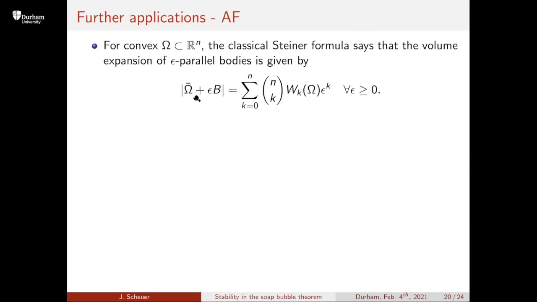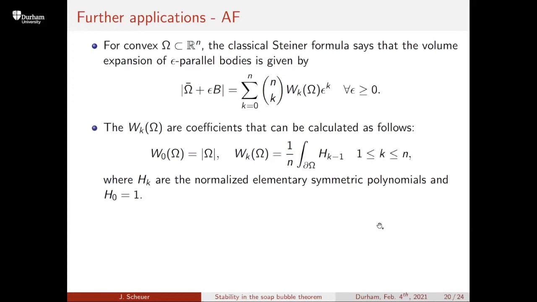So for a convex domain, we can look at the volume of the epsilon parallel body. So B is a ball, epsilon a small constant. This here is just the set, the epsilon neighborhood around omega, and the absolute value is the volume of this set. And Steiner's formula says that you have a polynomial expansion of this in terms of epsilon, with some well-defined coefficients W_k, which are called the quermassintegrals of omega.